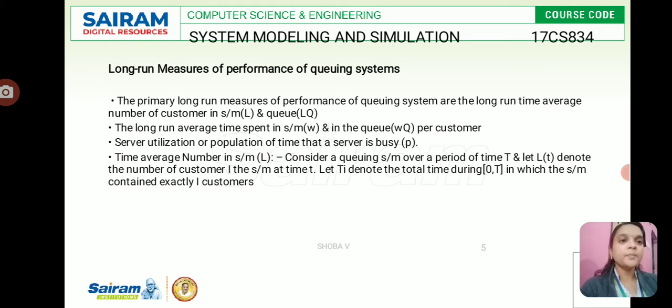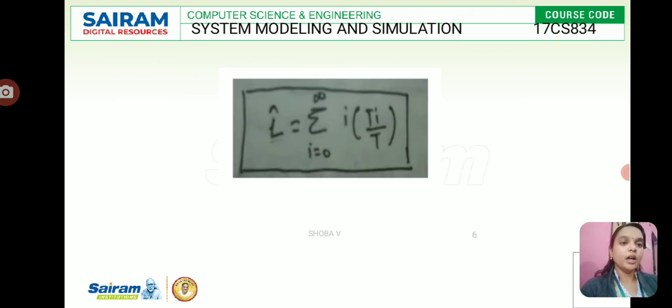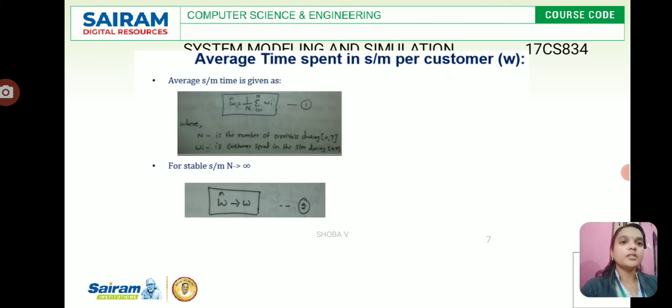Even if, for example, a customer goes to a slow line or is not ready to wait, the outcome changes based on the queuing discipline and queuing behavior. And this is the formula: L-hat equals the summation from i equals 0 to infinity of i times T_i divided by T. This is the formula for the long-run measure, and there is also the average time spent in the system per customer, which is the average system time, for a stable system. Thank you.